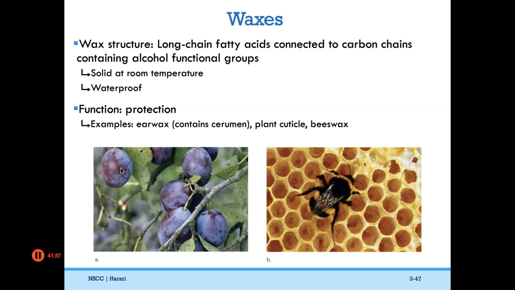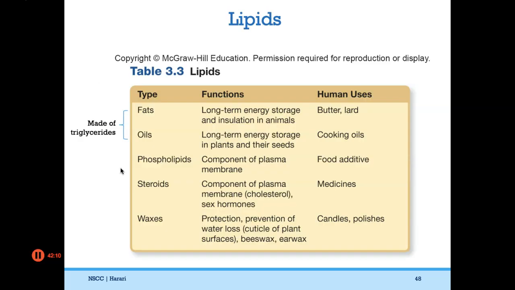So these are different examples of waxes, from earwax to honeycomb wax to the plant's protective cuticle. A cuticle is what's on the plant's leaves to prevent it from drying out. So lots of examples of waxes.